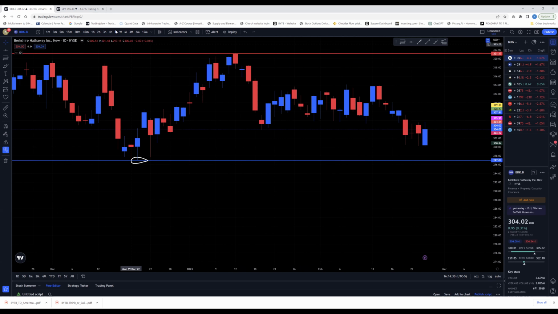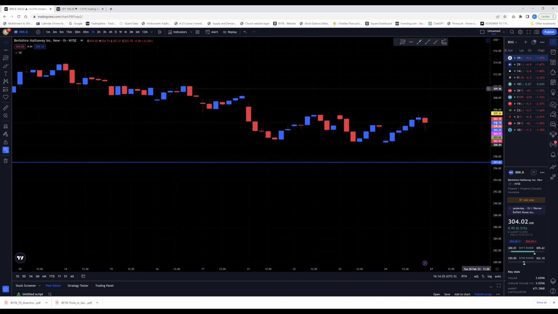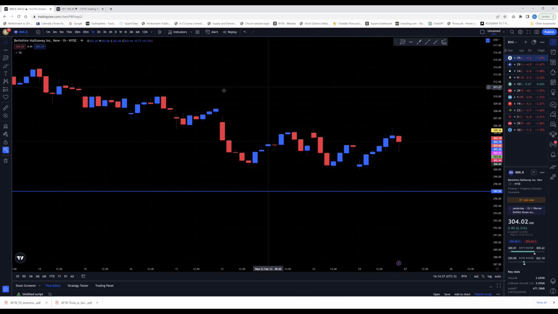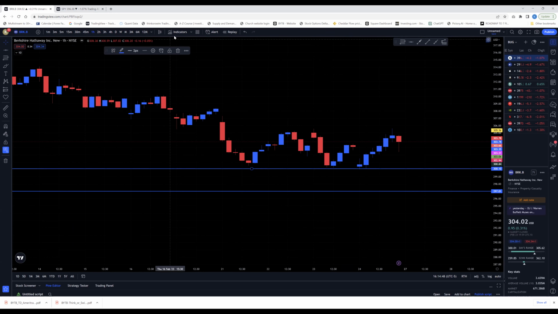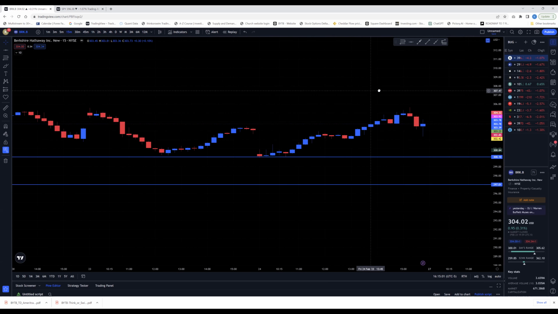Now on the day chart, I go down to the hour, because that's based on a day chart. I go down to the hour and I can do this again. This is going to be the low, and this is going to be the high. Then I go to the 15-minute and do the same thing here.